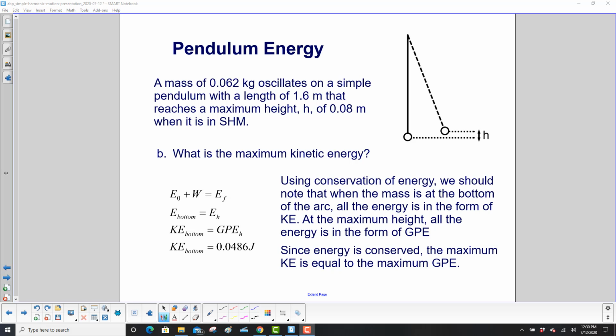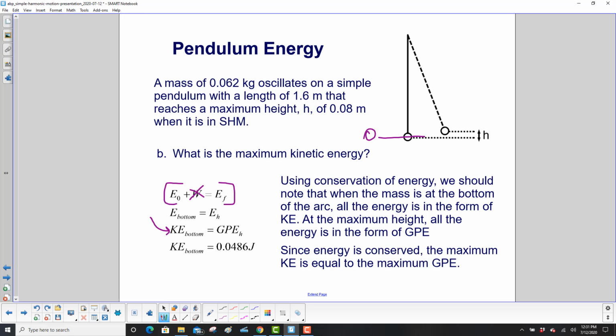What is the maximum kinetic energy? We're going to use conservation of energy, and we can do that because here's our work energy equation. There's no work being performed on this pendulum as it swings, so initial energy is final. At the bottom there's no GPE, right? We're taking this as our GPE equals 0 location, so it's all kinetic energy.